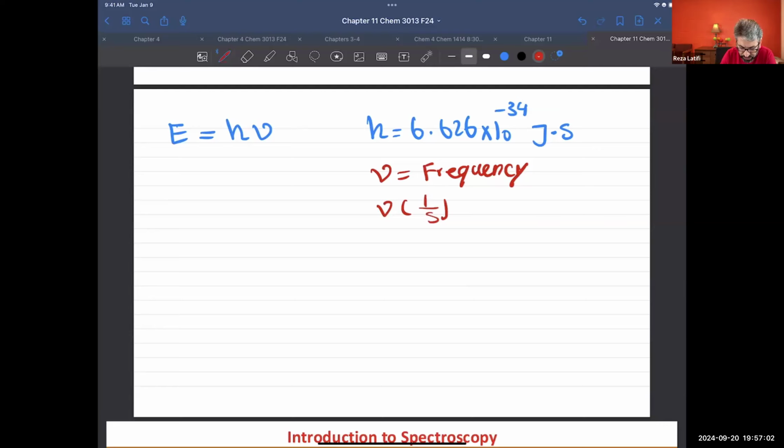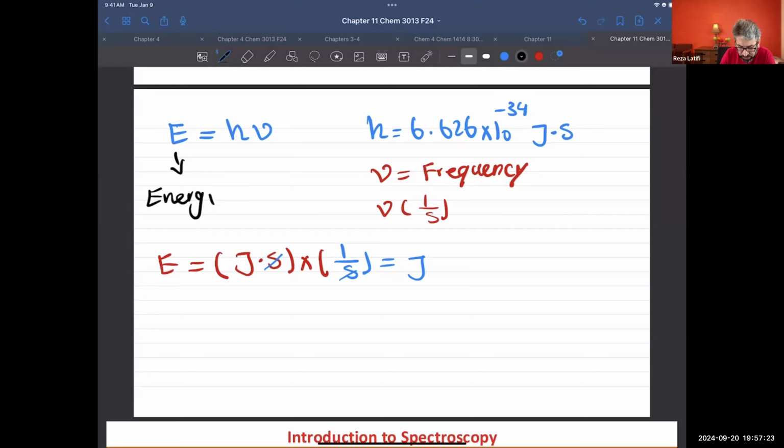Okay, let's take the energy. We have joule second multiplied by frequency, which is 1/second. We're going to cancel second by second, and that's going to give us joule. And that's the right unit for energy. So this one is energy, and the unit for it will be joule.